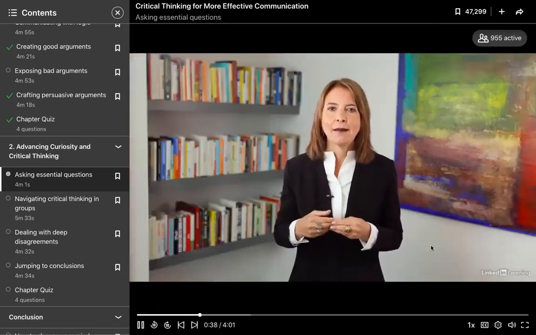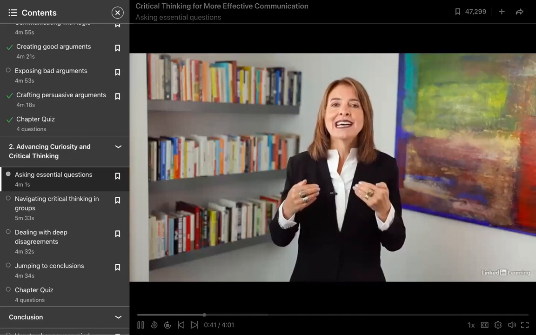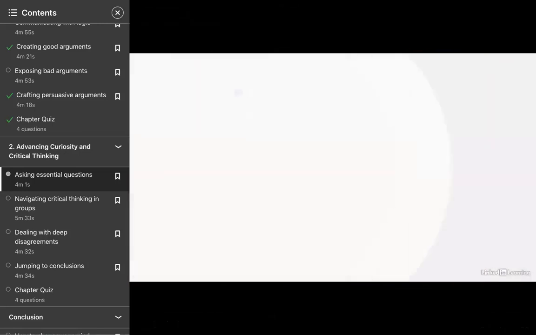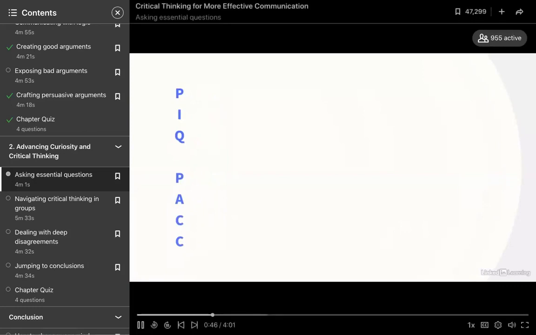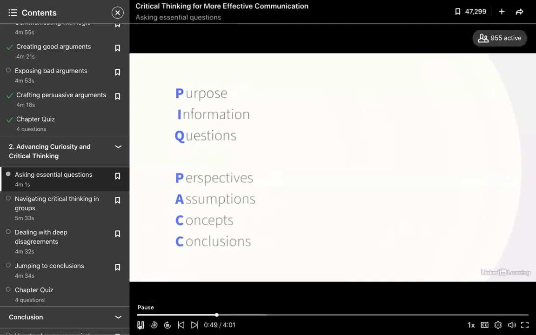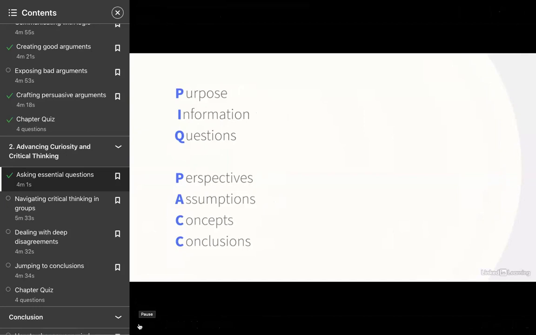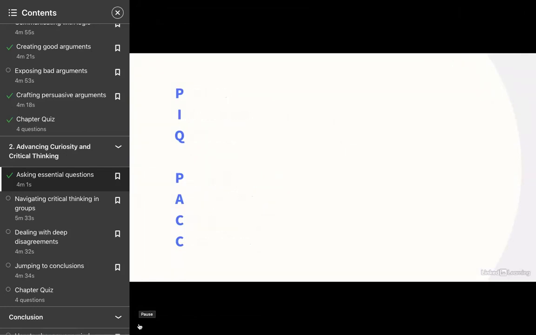At Applied Curiosity Lab, our framework for remembering essential critical thinking questions is PICK-PACK. PICK-PACK stands for purpose, information, questions, perspectives, assumptions, concepts, and conclusions. PICK-PACK is an easier way to remember. This is a technique in an argument, and you should follow through. Pay attention to details.